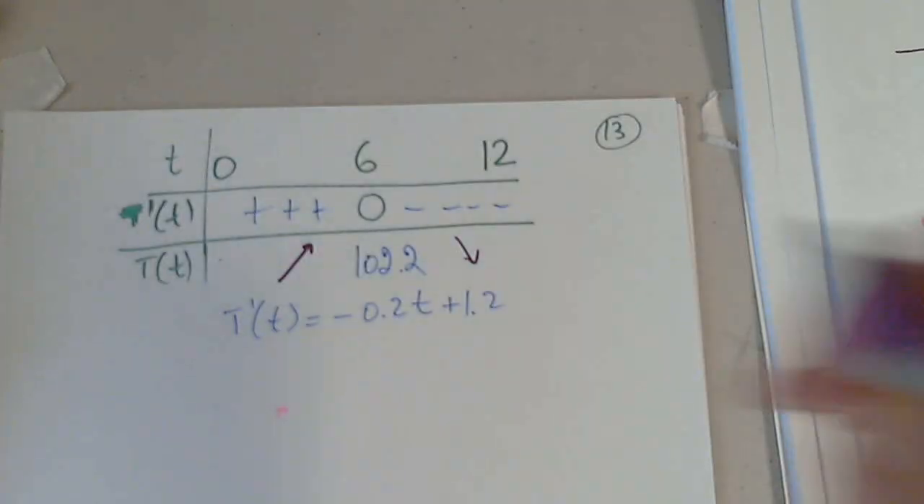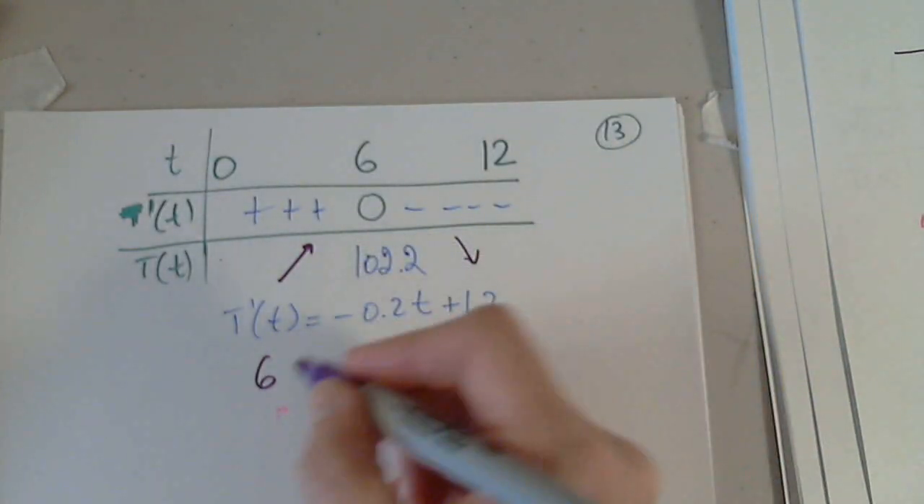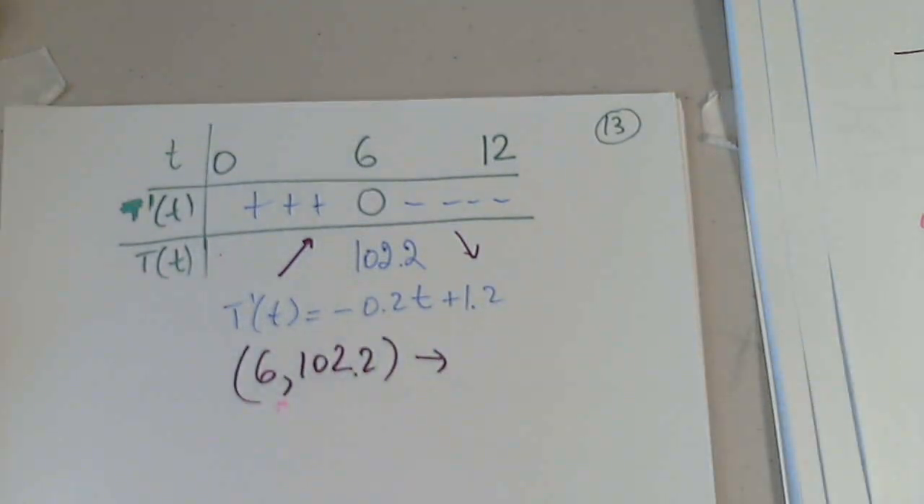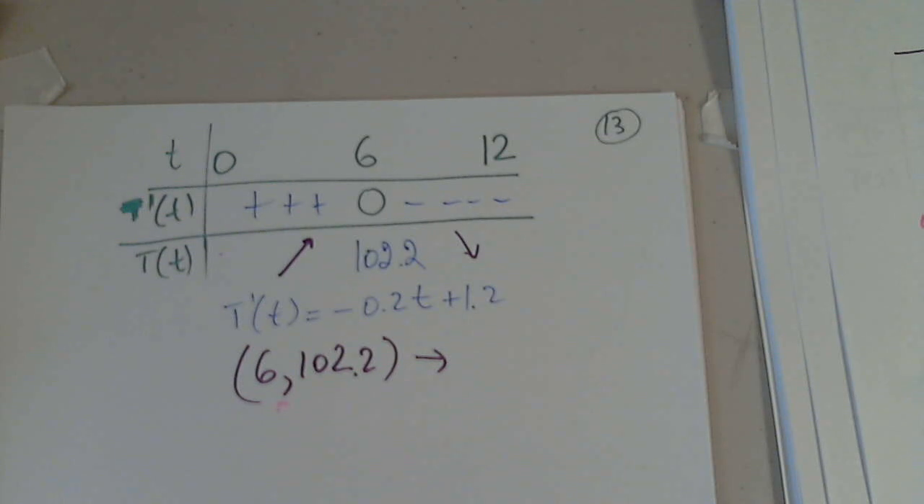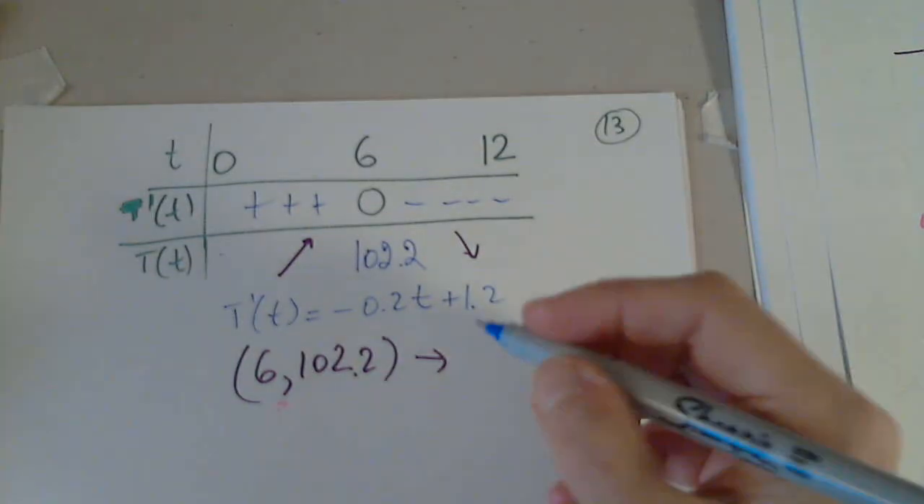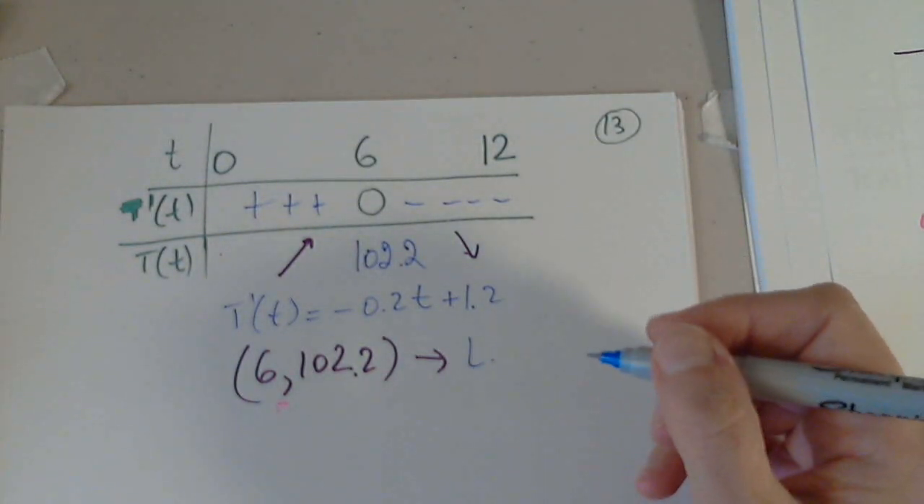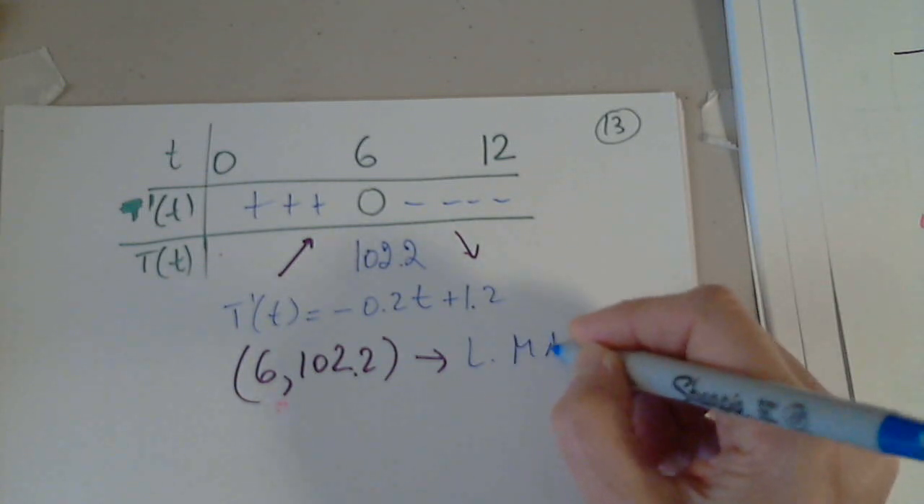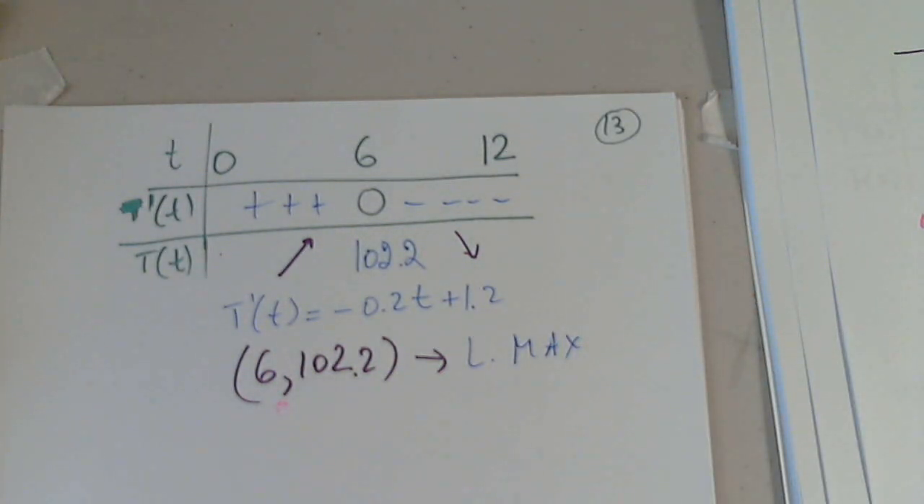And now we know that the point 6 days, 102.2 Fahrenheit represents what? It represents a local max. Thank you very much. A local max indeed. Any questions?